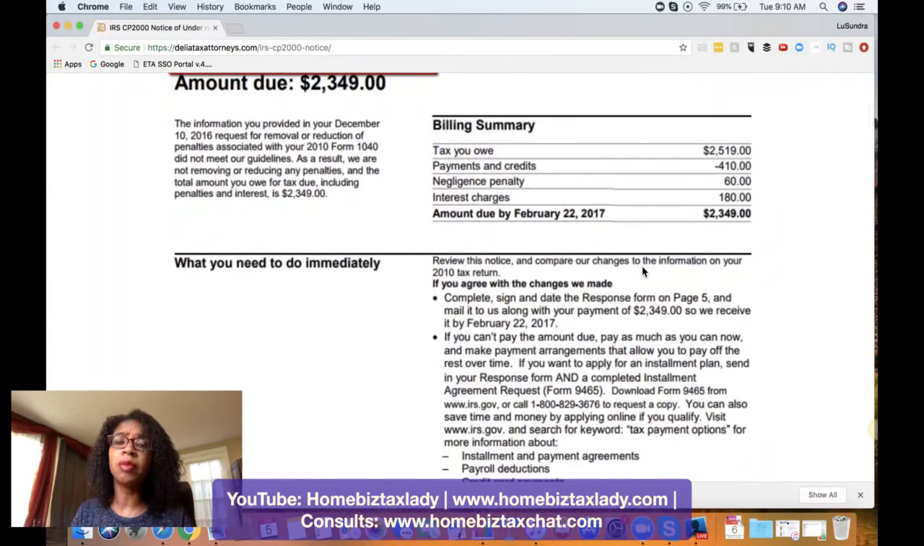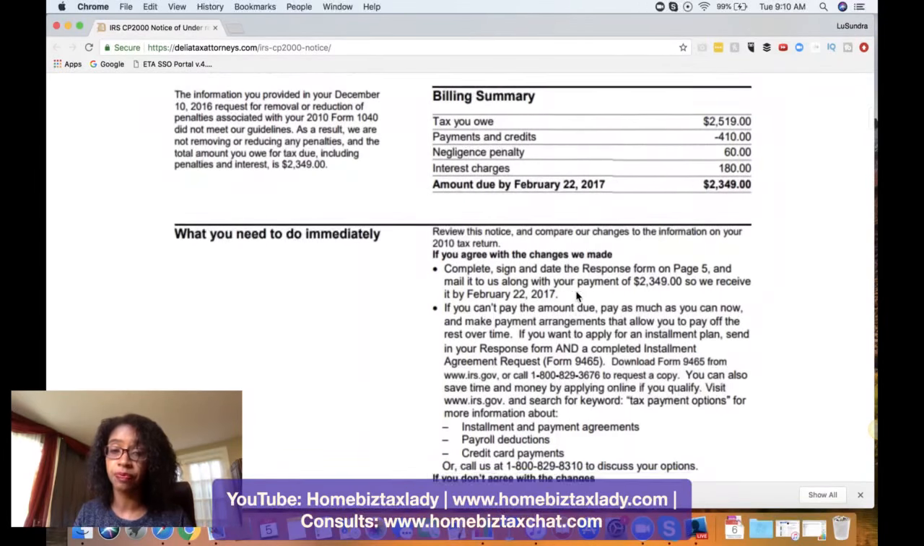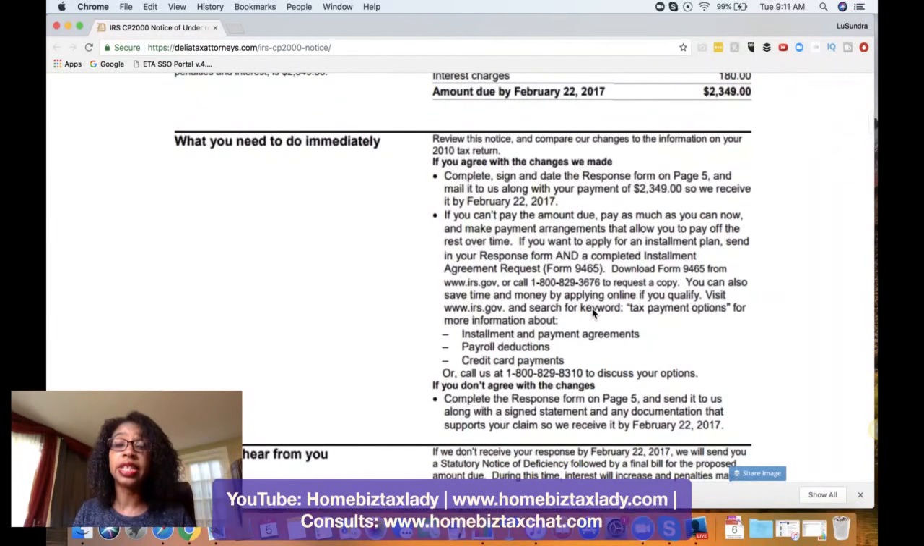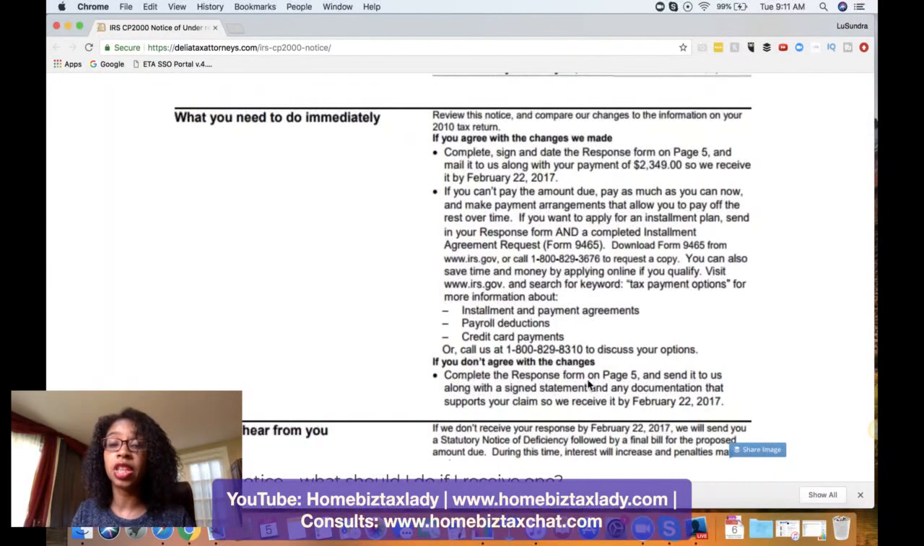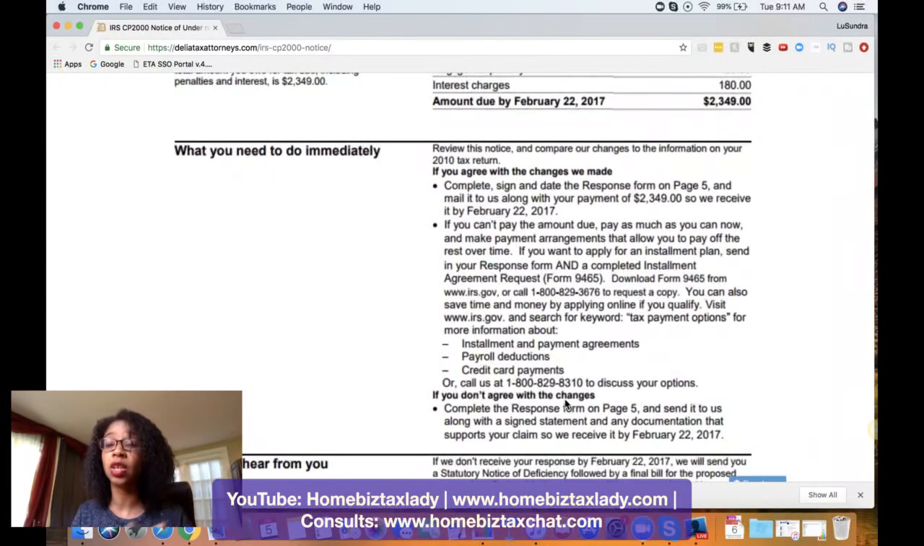So number one, it tells you what you need to do. If you agree with the changes, complete and sign the form, mail the payment, and call it a day. Okay. And it tells you what to do if you can't pay the amount due. So this is why I said when people say, I got this letter and I didn't know what to do, that means you did not open the letter and you didn't read the letter. Okay. Now it says if you don't agree with the changes, then you can complete the response form on page 5. Okay. So it tells you exactly what to do.